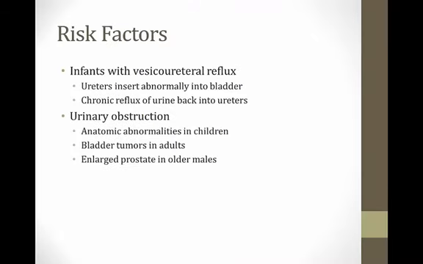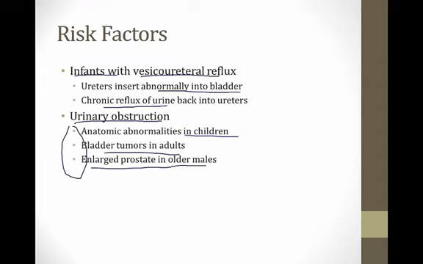So who has poor urinary flow? Well, infants who have vesicoureteral reflux have ureters that insert abnormally into the bladder, so they have a chronic reflux of urine back into the ureters. This means they have poor forward flow of urine and they're at increased risk for infections. People who have a urinary obstruction for any reason are at increased risk for UTIs. So anatomic abnormalities in children can lead to this, bladder tumors in adults, or men who have enlarged prostates. All these groups are more likely to get urinary tract infections.